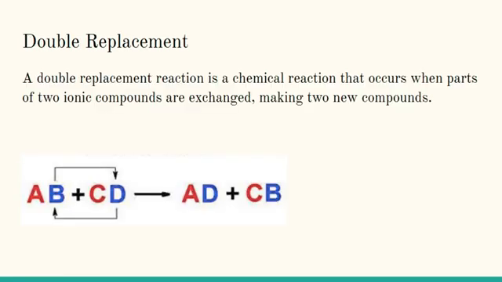Double replacement is a chemical reaction that occurs when parts of two ionic compounds are exchanged, making two new compounds. On the reactant side, A and C would have the same charge, whereas B and D would have the same charge. Then, on the product side, B and D, which have similar charges, would swap places.